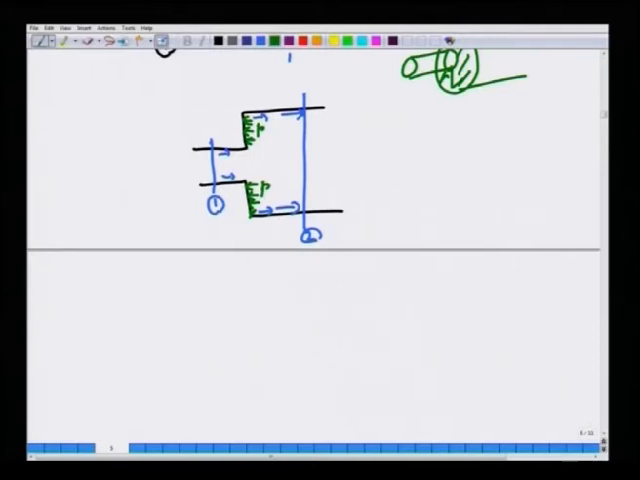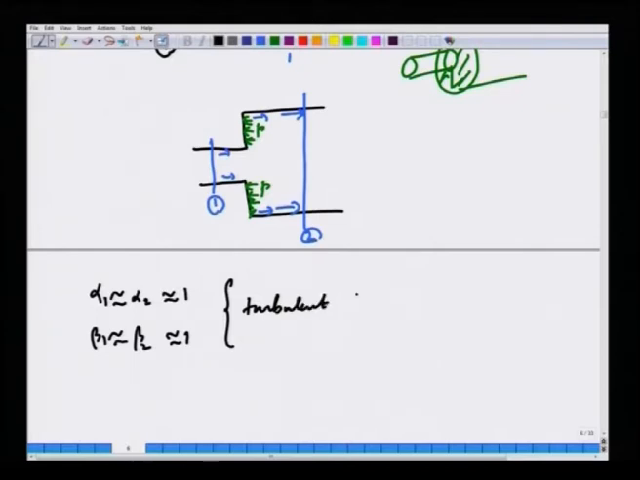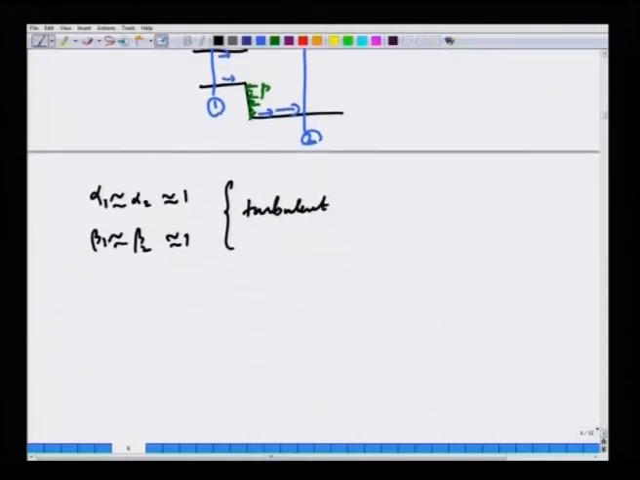Now, let us use the assumptions that alpha 1 is alpha 2, approximately 1, and beta 1 is beta 2, approximately 1. That is, essentially we are saying let us assume that the flow is in the turbulent regime, just to keep the flow reasonably uniform. So, you have A1 V1 is A2 V2; this is mass conservation for an incompressible fluid. This is equation number 1.